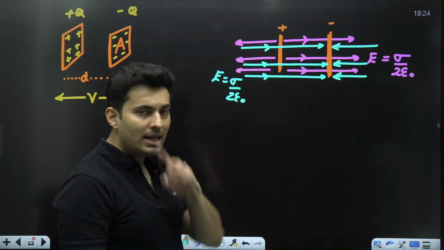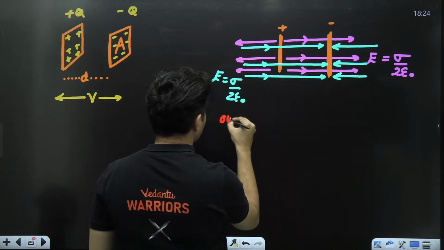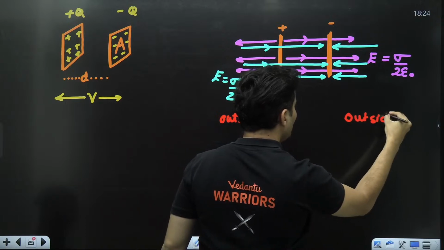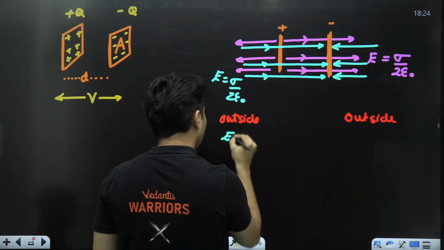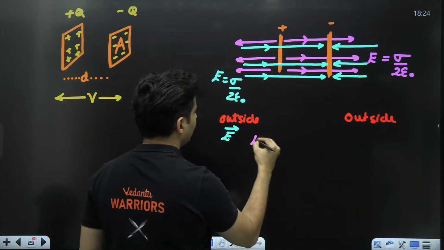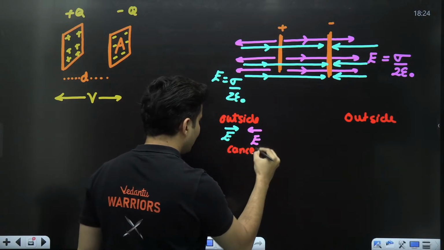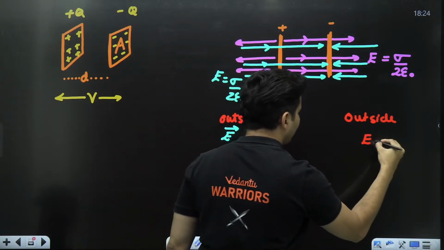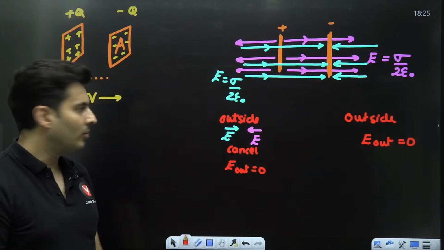Interesting thing to note is in this region and this region, which is basically outside, you will notice one interesting thing, and that is the electric field direction: the electric field here is this way and the electric field here is like this. They end up cancelling out each other. Hence the net electric field outside is just 0. You can see the directions are opposite and magnitudes are equal.